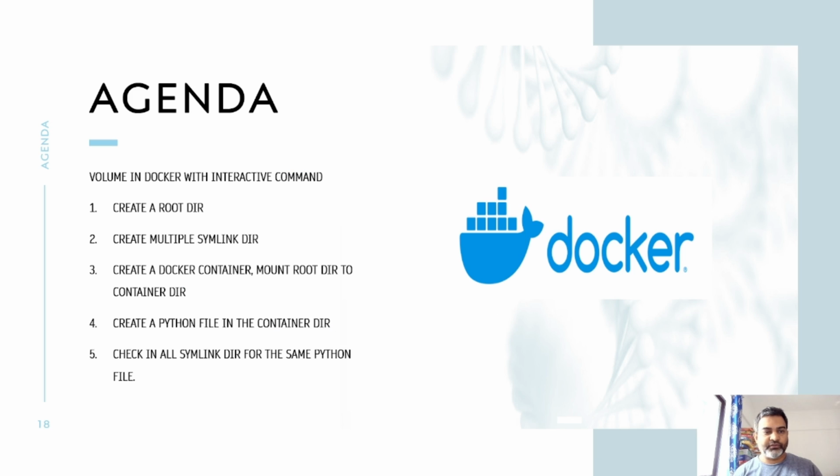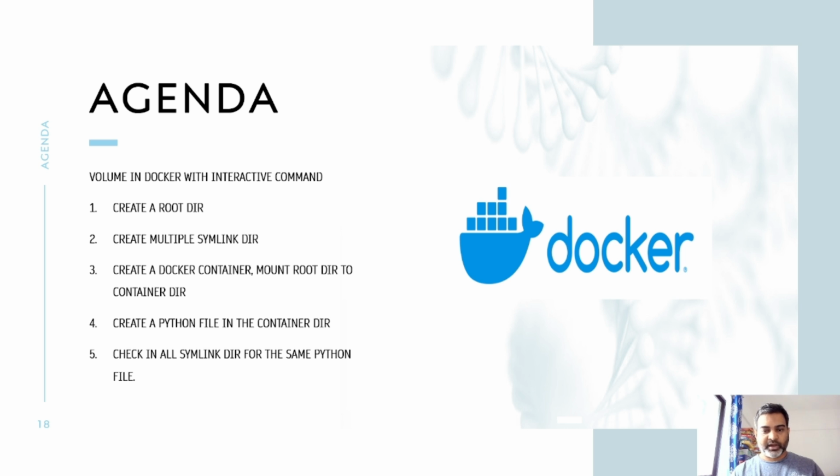The steps to mount multiple volumes to a single Docker container directory are: first, you create a root directory on your local host, and then you create multiple symlink directories which will be linked to your root directory. Then you create a Docker container and mount the root directory to the container directory. Then create a Python file in the container directory and check whether that Python file is created in all the symlink directories. So let us do a practical to understand this concept.